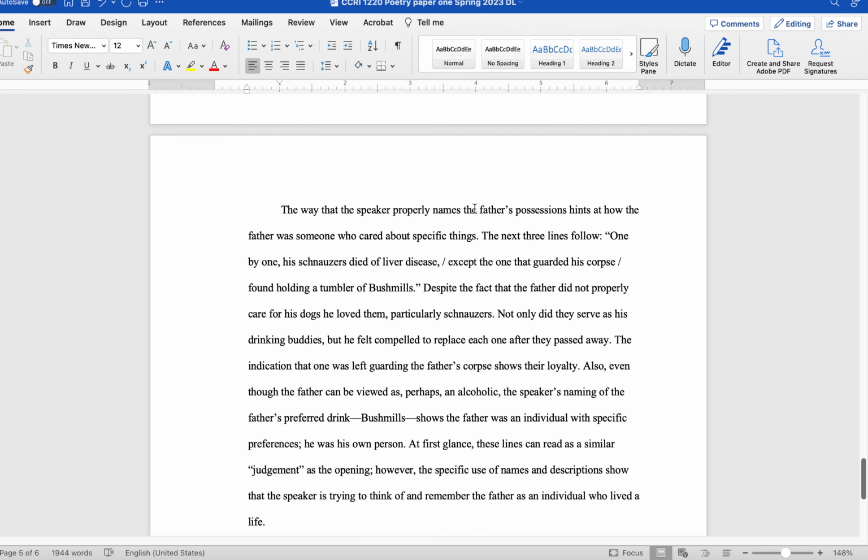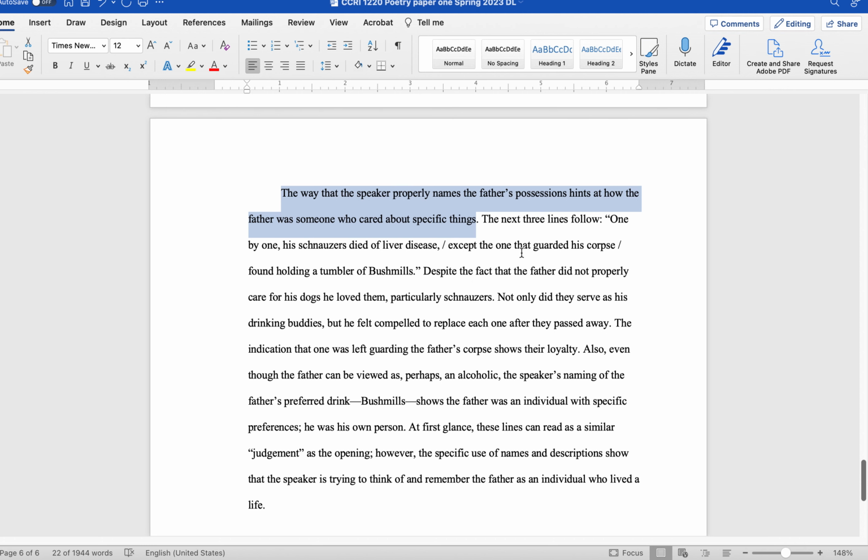The way the speaker properly names the father's possessions hints at how the father was someone who cared about specific things. Topic sentence, main idea. We know exactly what this paragraph's going to be about. The next 3 lines follow. You always want to lead into the quote. You never want a quote to stand on its own.